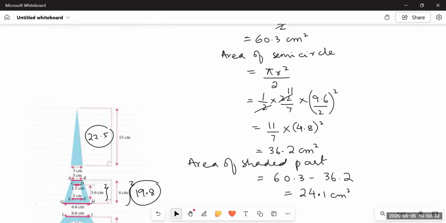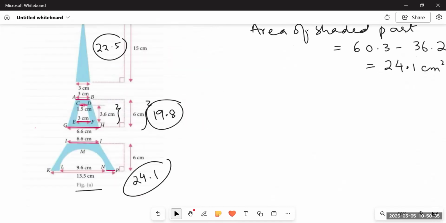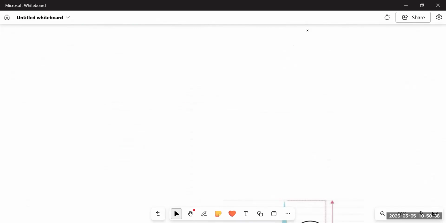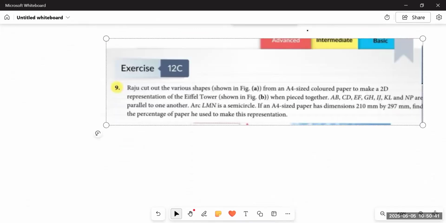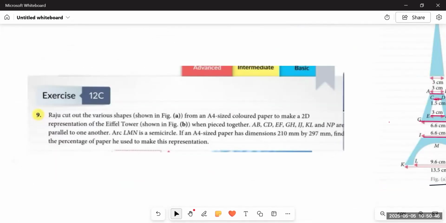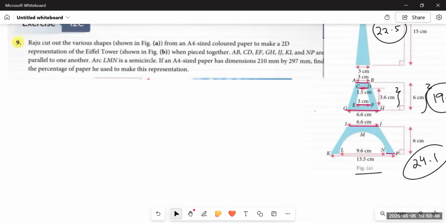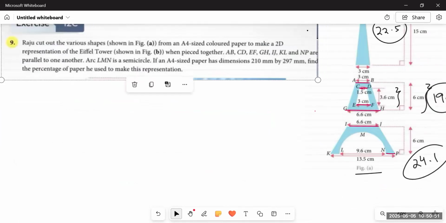Right? So what's next? What do we have to do next? Let us reread the question. The question was, Raju cut out the various shapes. And then if an A4 sized paper has dimensions 210 millimeters by 297 millimeters, they have provided us the dimensions of the A4 sized paper on which he has drawn this picture. We have to find out the percentage of paper he used to make this representation.